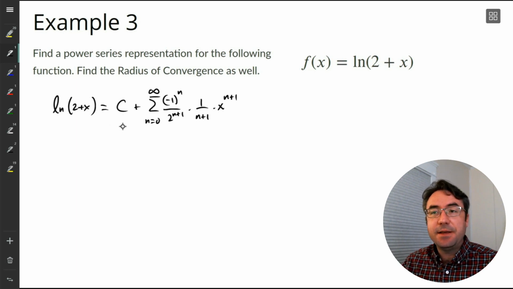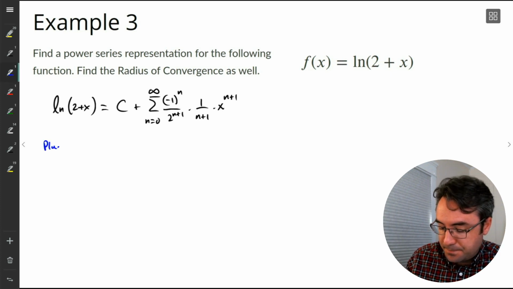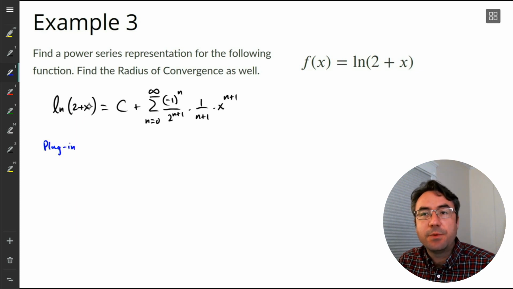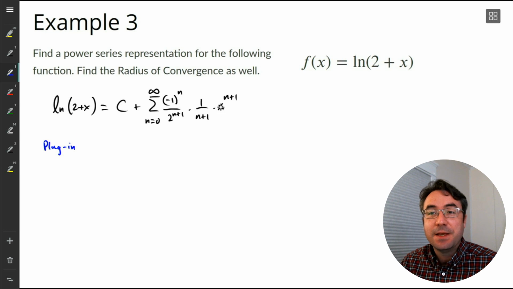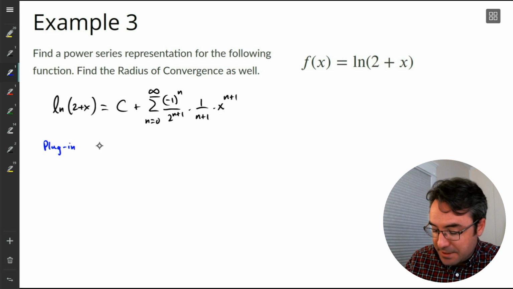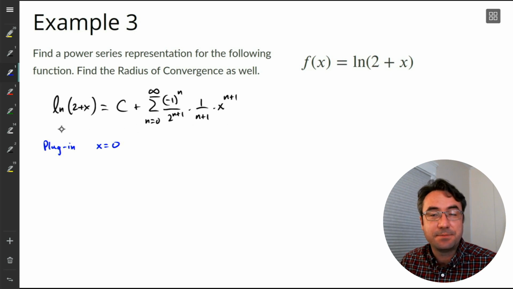And to find c, what we're going to do is plug in an x value. And so what x value could we plug in, keeping in mind that a lot of the terms here are just x raised to the power n plus 1, so a lot of these are just powers of x. A good one to plug in is x equal to 0. So that's what we're going to do. We're going to plug x equal to 0 into this power series.